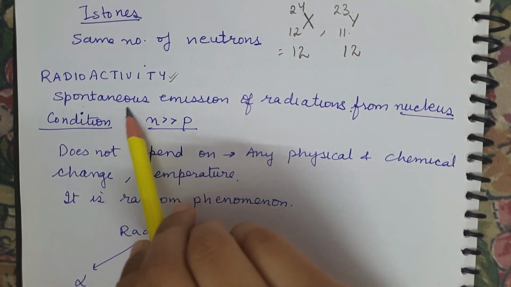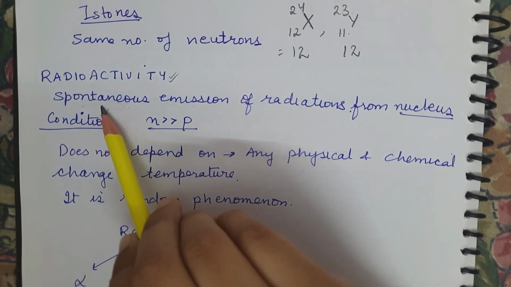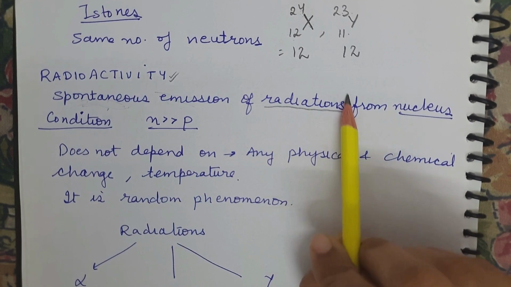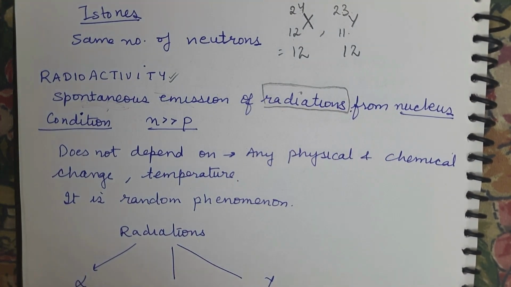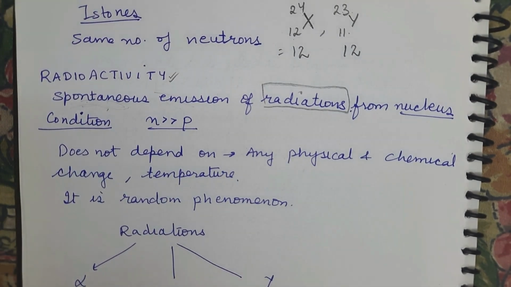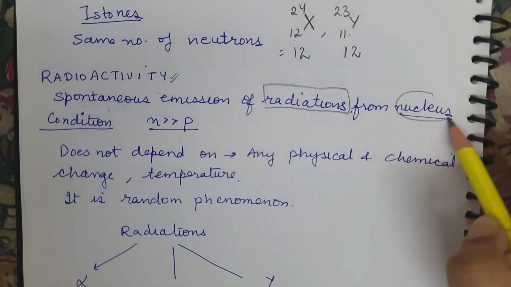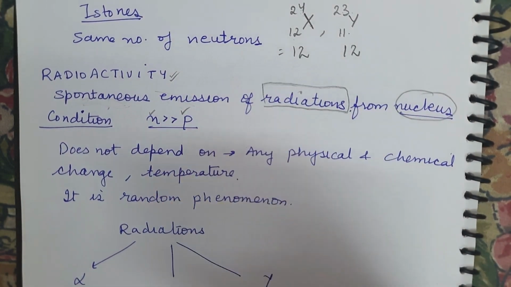So spontaneous means something which happens on its own and suddenly. It is going to emit spontaneous emission of radiations, which are invisible to us and we cannot see them, right? And these radiations are definitely very, very harmful for us. Now because it is a nucleus phenomenon, we would be dealing with two things here, neutron and proton.